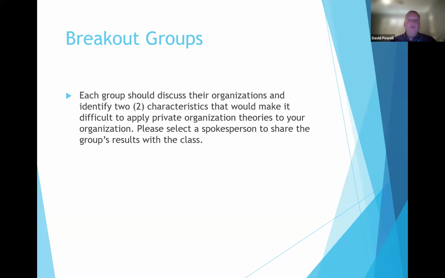And then what each group will do is identify 2 characteristics of your organizations that may make it difficult for you to apply private organization theories to your public or nonprofit organization. So 2 ways in which it would be difficult for you to just use a private organization theory and apply it to your public or nonprofit organization. But go ahead and take a break, and we'll come back at 7:35, and then I'll create the groups, and we will do some group work. All righty? Okay, I'll see you in about 15 minutes.